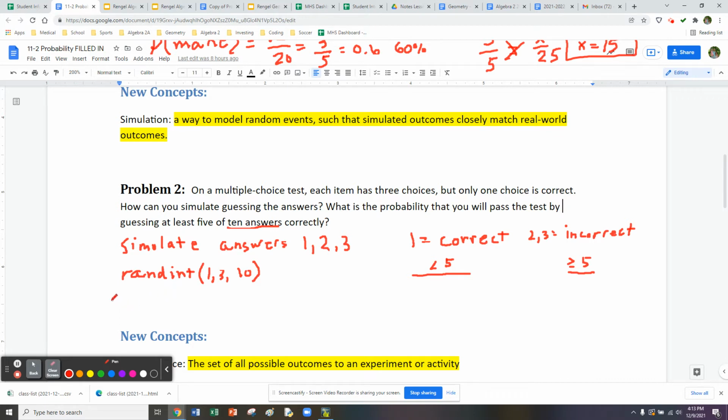To get random integer, you're going to hit math, then probability, and then scroll down until you see random integer, and that's going to produce those random numbers, which we can use to simulate us guessing answers and then checking to see how many times we get the correct answers. So we'll head to our calculator now, and periodically go back to our notes and check in on what our probabilities are.